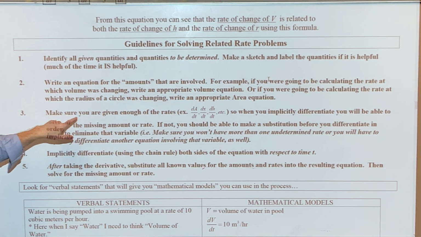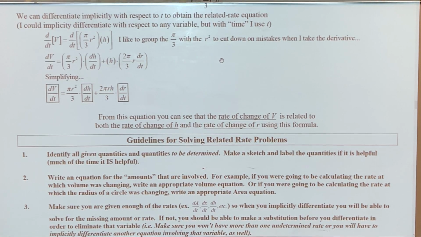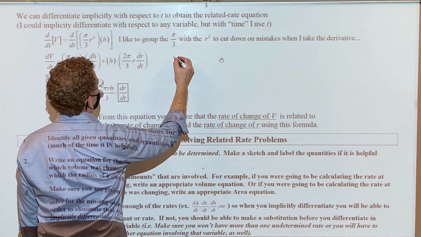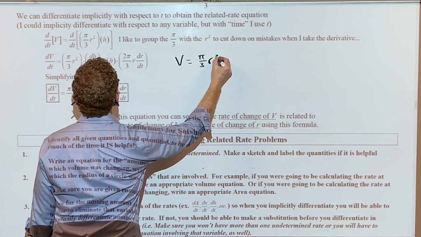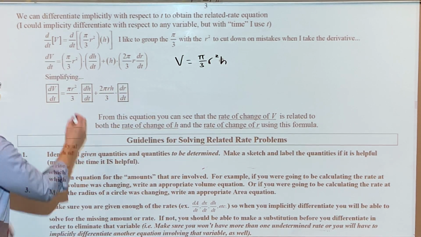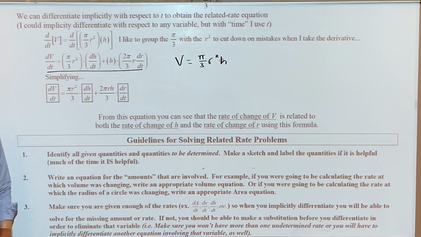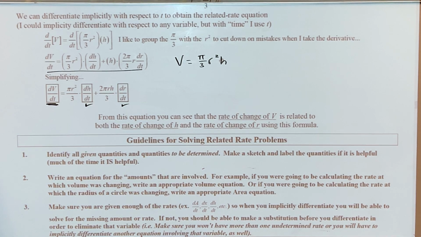Third thing, make sure you're given enough of the rates. What I mean by that is, right here, what if I'm trying to solve, and remember, here's my volume equation. Volume equals pi over 3 r squared h, right? So when I took the derivative of the pi over 3 r squared h, I ended up with this. Well, if I ask you to find the rate of change at which volume is changing, you're going to have to know both of those other rates, aren't you? And if I don't know both those other rates, that's a problem. And I can show you how to figure that out.